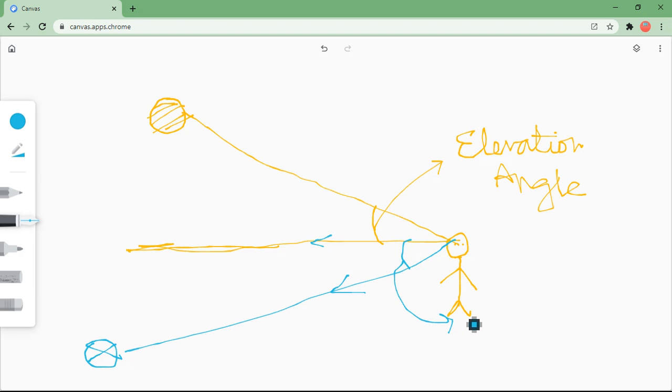This angle is called as depression angle or angle of depression. You know, this is called as angle of depression. So this is about angle of elevation and angle of depression. We will be discussing more in the next video about height and distance.